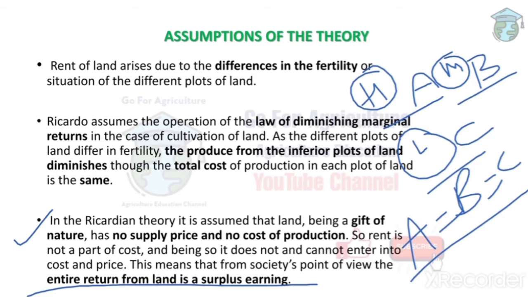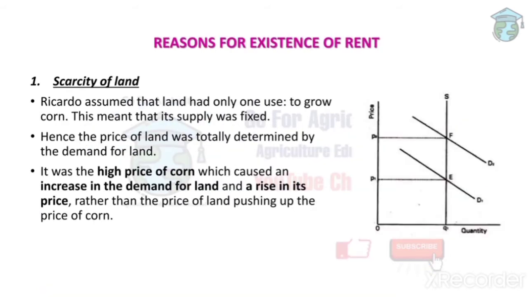ठीक है. So next are the reasons for existence of rent. So why the rent has developed. So इसमें दो reasons है. एक है scarcity of land. Okay, so Ricardo he basically assumed that land has only one use. It is to grow corn. मतलब at that time he had thought the land is only used to grow corn. मतलब इसका सप्लाई जो है फिक्स्ड है.